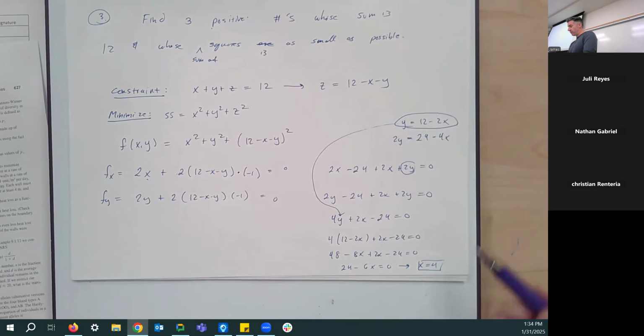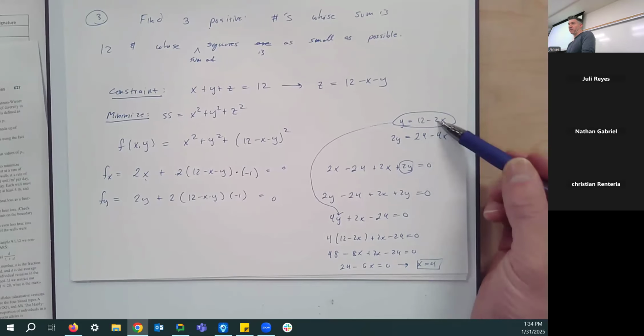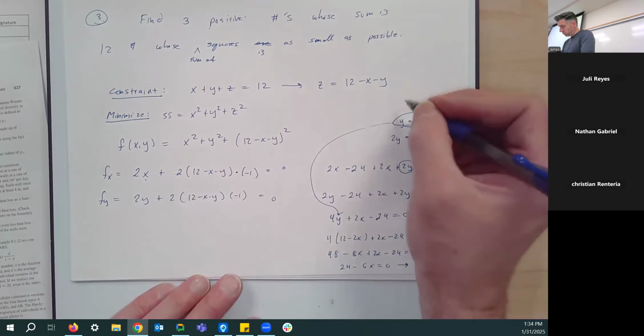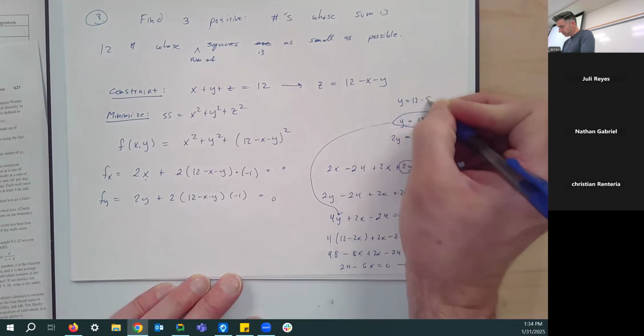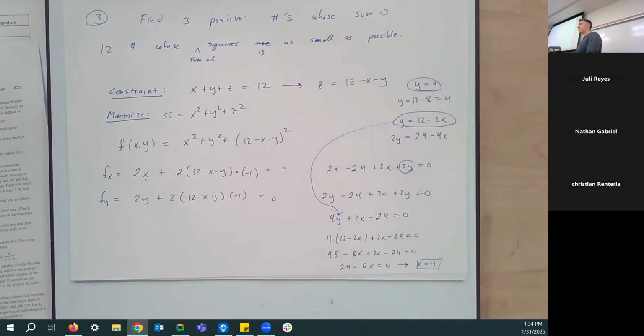And then we plug that back in over here. If x is 4, y is going to be 12 minus 2 times 4, which is 12 minus 8, which is also 4. I don't think for optimization problems that you need to spend the time to show that it's a maximum or a minimum. But if we wanted to, we could.